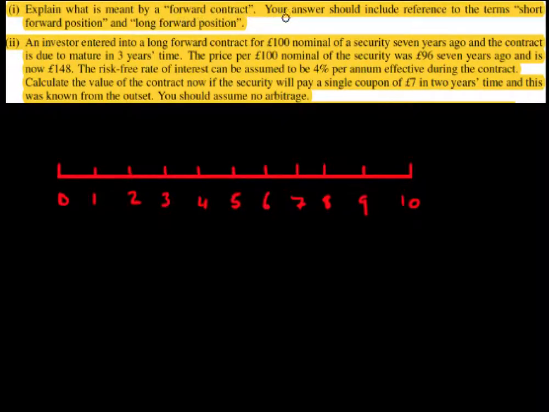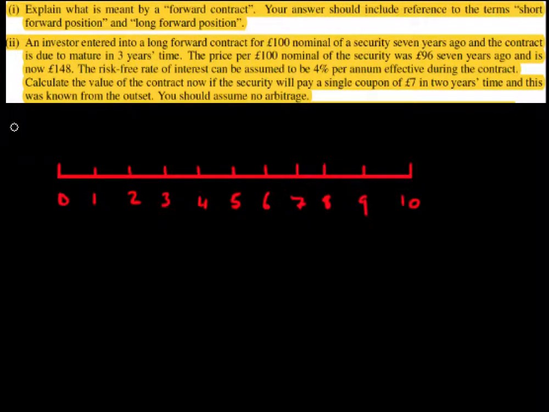Explain what is meant by a forward contract, and in the answer include the terms short forward position and long forward position. So a forward contract is an agreement made at some time, that's T, between two parties under which one agrees to buy from the other a specified amount of an asset at a specified price at a specified future date, where the investor who's going to sell the asset is going to hold a short forward position in the asset and the buyer is going to be holding a long forward position. So that's really it, just from the textbook.